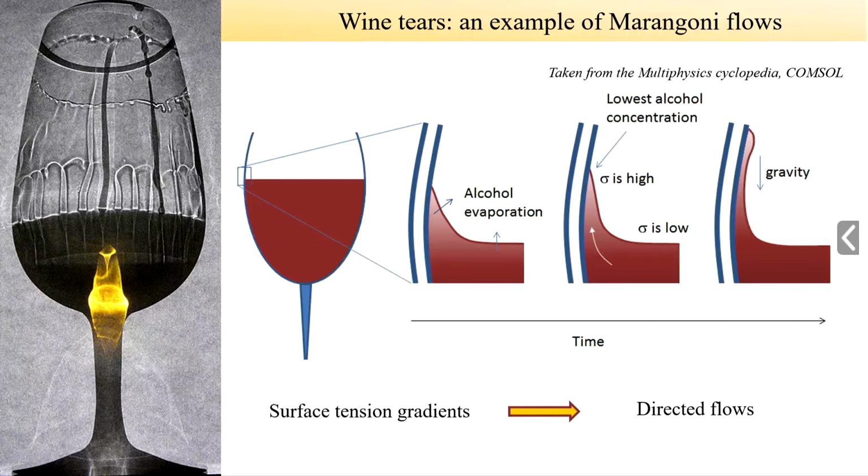And because you have a gradient of surface tension, in physics, if you have a gradient of stress, you would have a dynamics, and here it's a viscous fluid, so you would have a flow. So this is why you would get the wine going up, but then because of gravity at some point it would fall back, so you have a kind of instability.